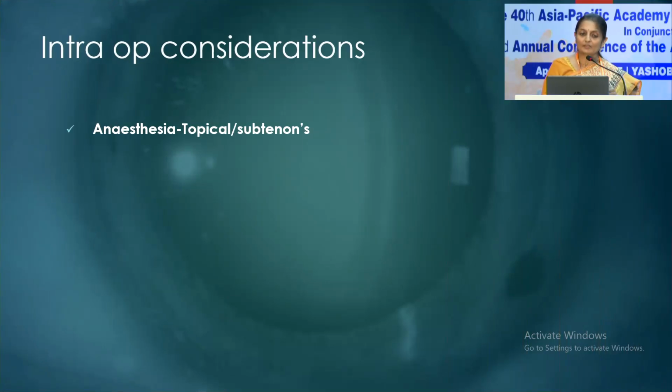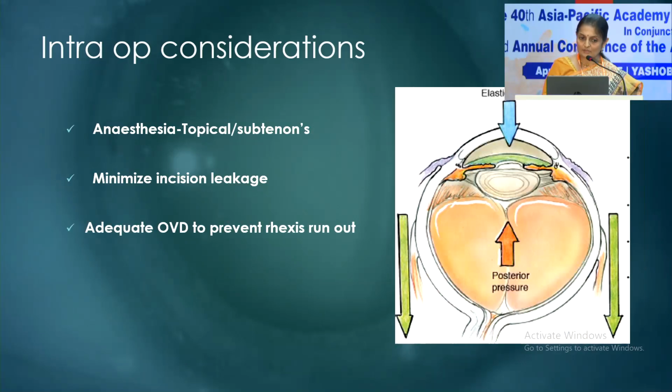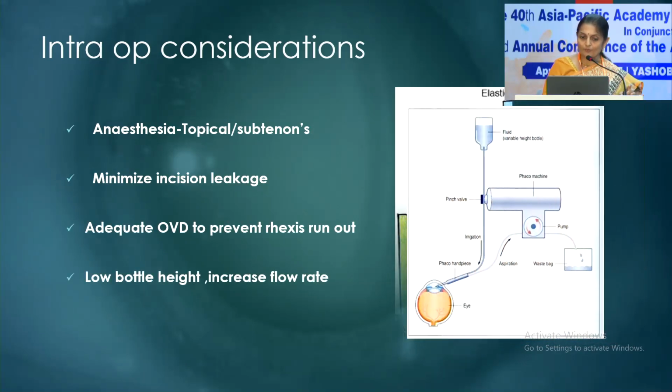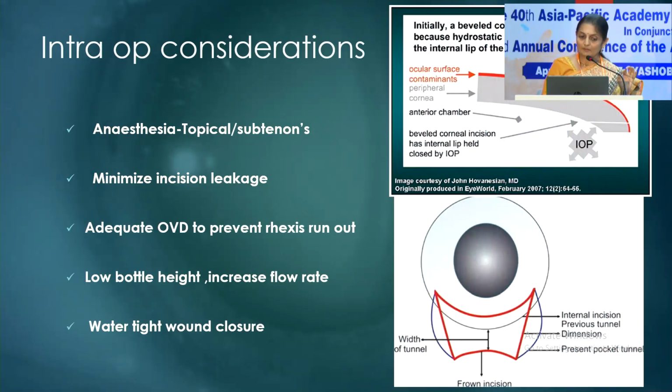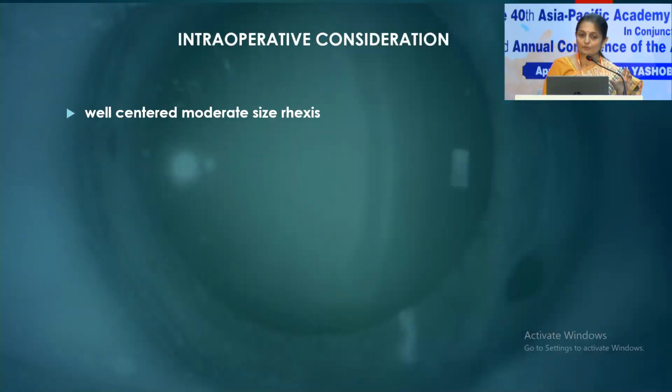So, intraoperatively, again, we start with topical anesthesia. As the previous speaker said, anterior chamber fluctuation should be avoided at any cost by minimizing incision leakage and having a lower bottle height and increased flow rate. And watertight wound closure must be the endpoint. And if you are choosing SICS, be sure to put a suture at the end. And a well-centered moderate size rhexis should be aimed for.